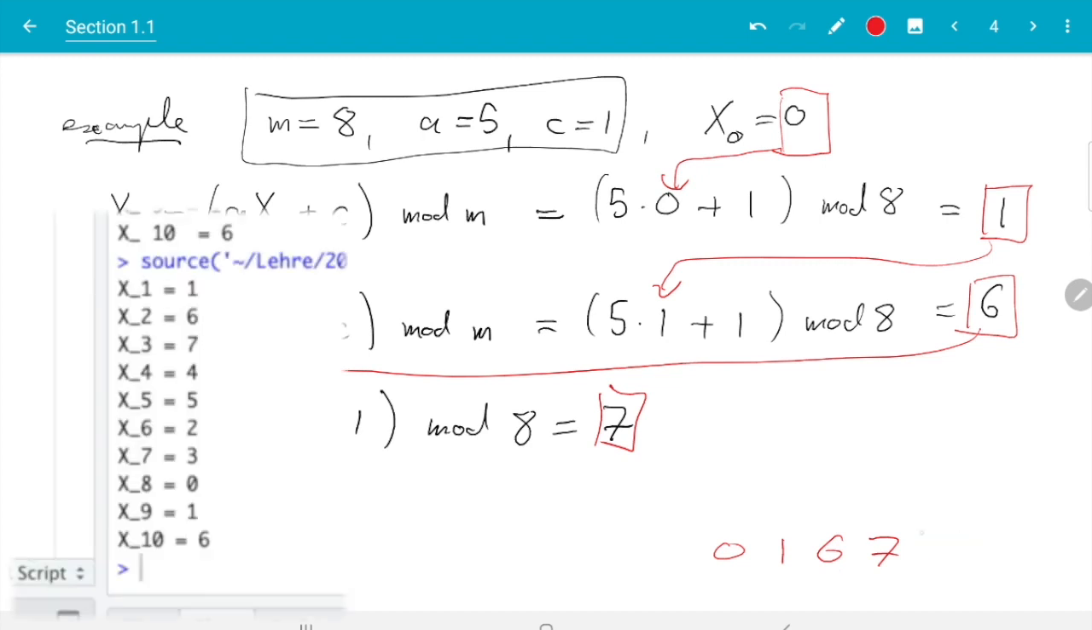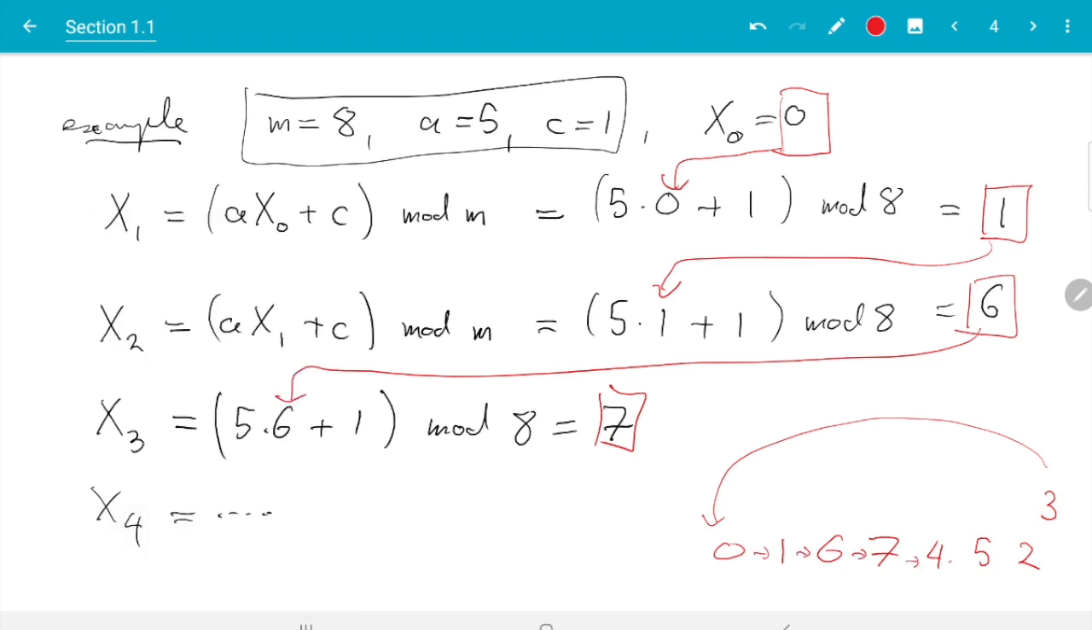And from the R output we had earlier, we can see the next numbers are 4, 5, and 2. And after 3, it turns out we go back to 0. So that's what we discussed earlier. All random number generators in a computer have a finite period length, and the period length here we can just count: 1, 2, 3, 4, 5, 6, 7, 8. And we said for the LCG the maximal possible period length is equal to the modulus, and in this example the modulus was 8. So that is the maximum possible period length for modulus 8.